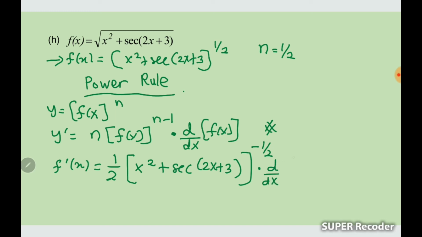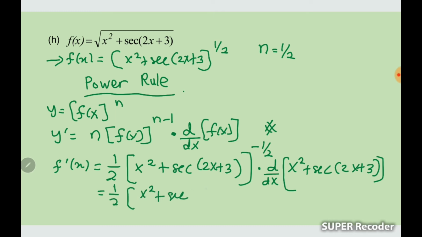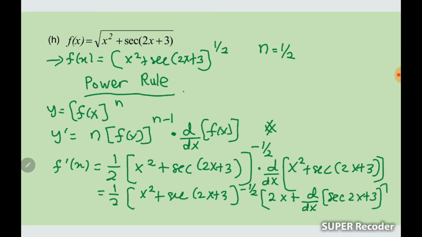What is the function? You have to differentiate x squared plus secant 2x plus 3. So the answer is 1 over 2 multiply with x squared plus secant 2x plus 3 to the power of negative 1 over 2. Then you multiply with 2x plus differentiate secant. Now I write here first. You need to differentiate secant 2x plus 3. Close the bracket.